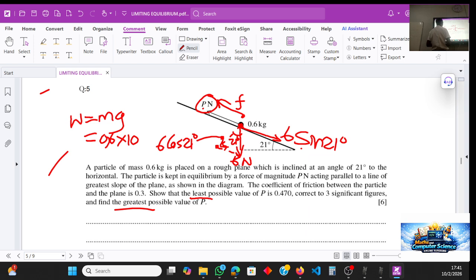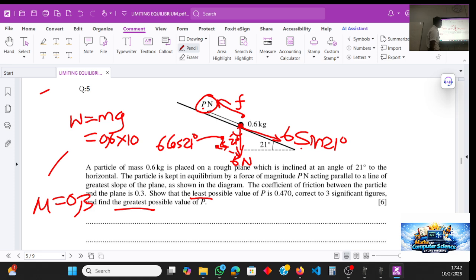So let's check. The information is saying a particle of mass 0.6 kilograms is placed on a rough plane which is inclined at an angle 21 degrees to the horizontal. The particle is kept in equilibrium by a force of magnitude P newtons acting parallel to a line of greatest slope of the plane, as shown in the diagram. The coefficient of friction between the particle and the plane. So we are given the value of mu, so it means we can easily find friction. Show that the least possible value of P is 0.47, correct to 3 significant figures, and also find the greatest possible value of P.